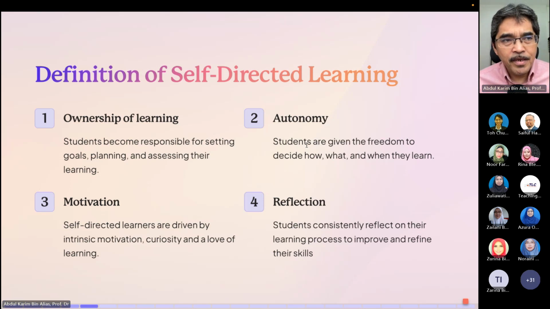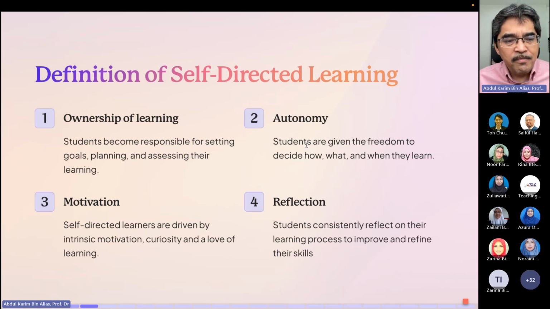Autonomy, just like Spider-Man in the movie, kan? With power comes responsibility. So we can use that kind of phrase to make students understand. Now you are given more freedom to decide, to determine when you want to study, what you want to study, and so on. I'm just guiding you, I'm just facilitating you, I'm not dictating you. So when we do that, we give the autonomy to the students.